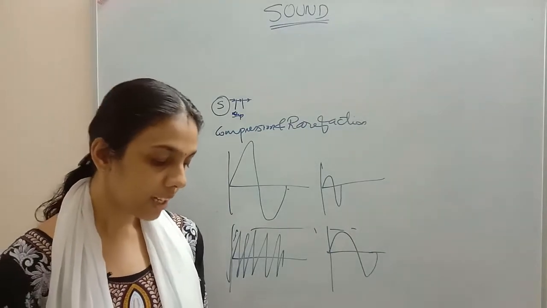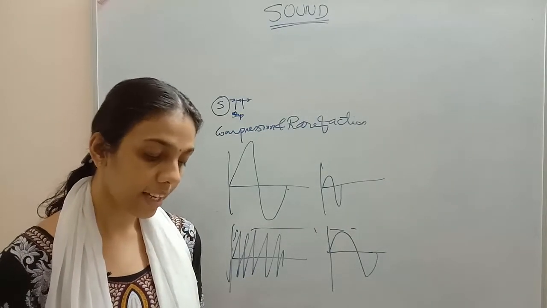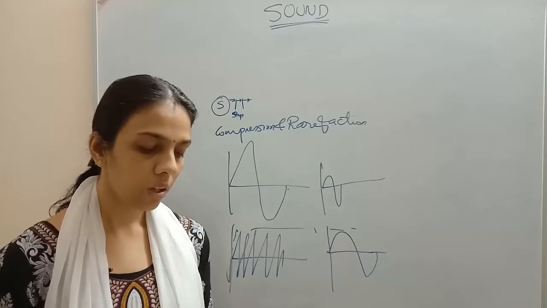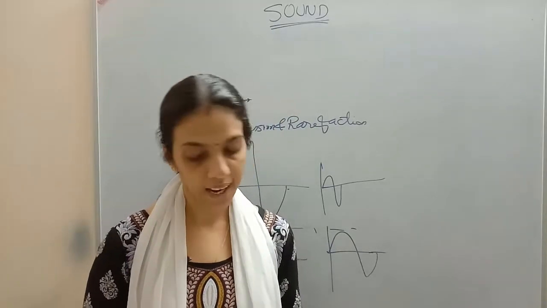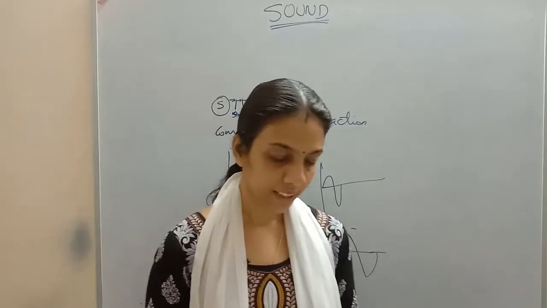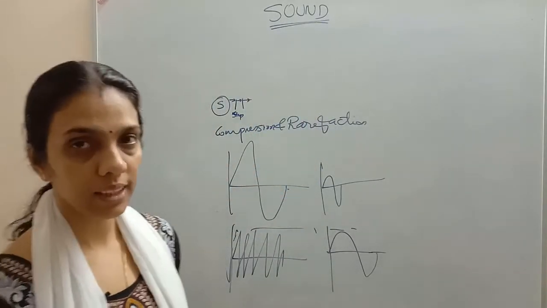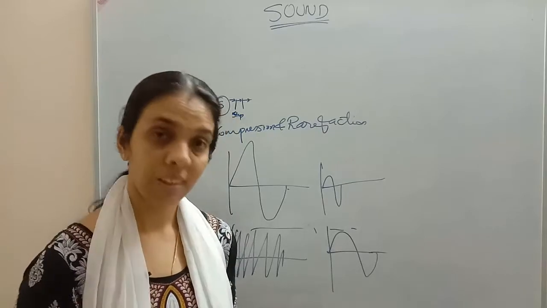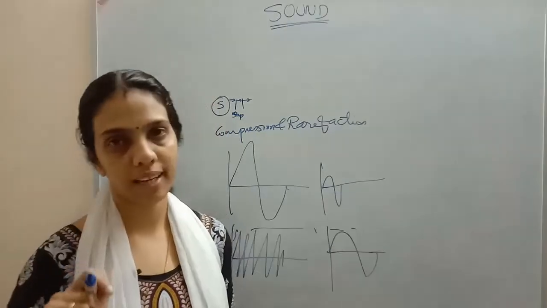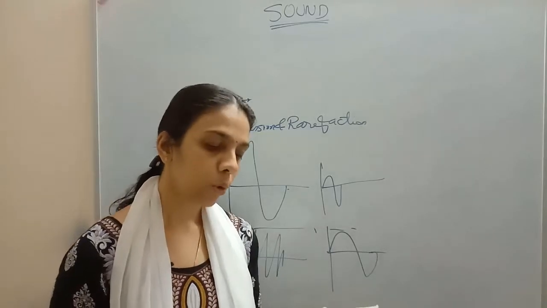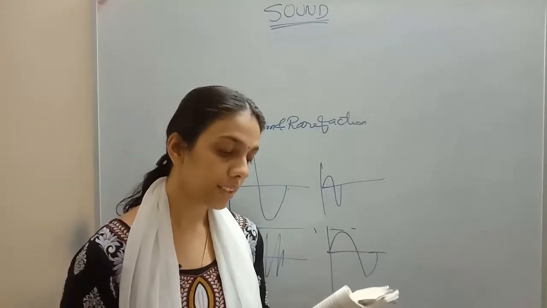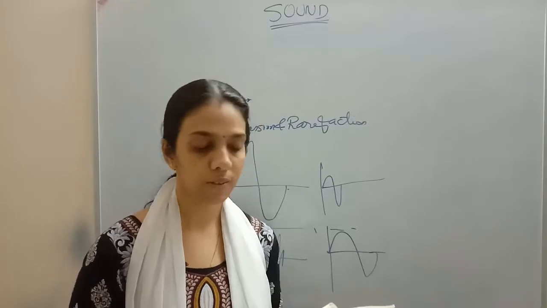Then: which sound has higher pitch, guitar or car horn? Guitar has the higher pitch, so the frequency is more for the guitar than the car horn. The car horn's amplitude is high, that is, its loudness is more. Then next: what are the wavelength, frequency, time period and amplitude of a sound wave?